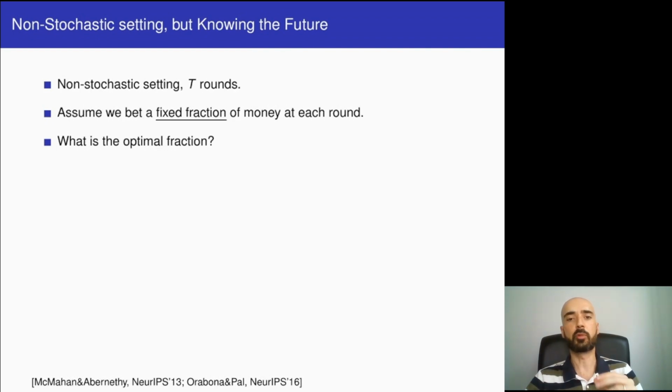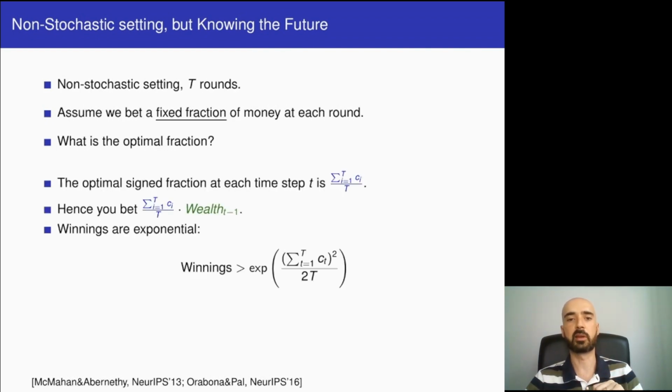Now, this is a very simple one-dimensional problem that you can solve just with the derivative. And you get that the optimal signed fraction of money is the sum of the outcomes of the coins over the entire game divided by the number of rounds. Okay, and so you bet in each round this number here, that remember has a sign because it tells you on which side you should bet, multiplied by the current money. If you do that, your money will increase exponentially over time. And now it will increase deterministically. There is nothing stochastic here anymore.